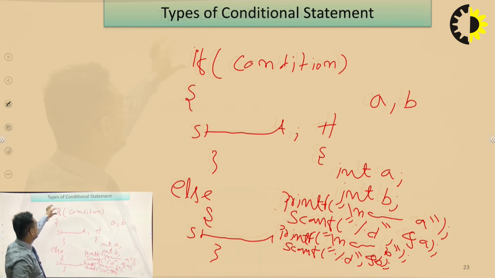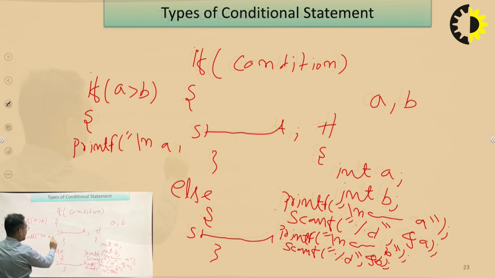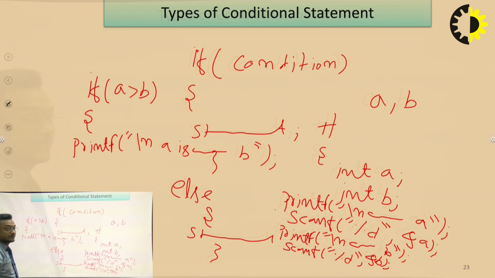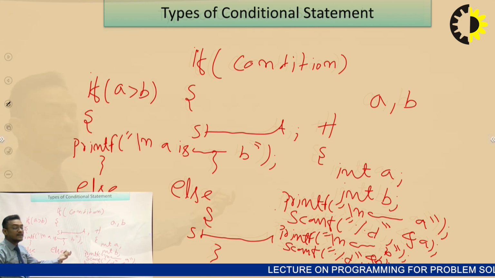Now you come to this section. Now write if A greater than B, curly braces open. Now write printf double quote \n A is greater than B, double quote close. Then the curly brace is closed. Now you write the else statement, curly braces open. See the syntax: in front of else you don't need to write any condition.